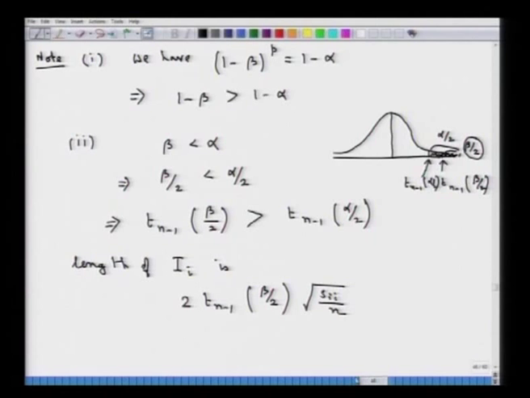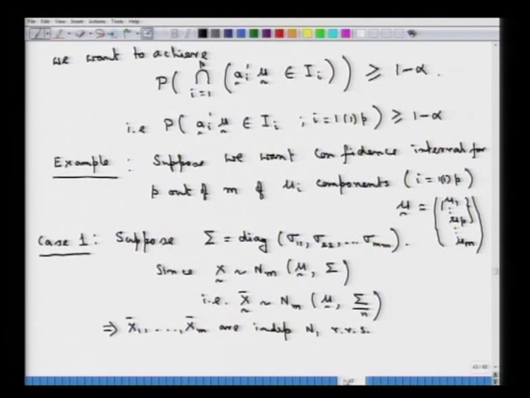Now, in this particular example, which we had considered to start with, we are looking at a particular type of linear combination a i prime, where the a i vector was having 1 at the ith position and 0 at all other locations. So that had led us to constructing the simultaneous confidence interval for mu 1, mu 2, mu p. We had considered two different cases, case 1 where sigma was a diagonal matrix, and case 2 where sigma was not necessarily a diagonal matrix, and have obtained all those simultaneous confidence intervals.